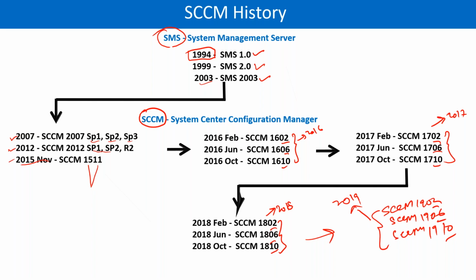Now, what is the latest and greatest version of SCCM? Can anyone tell me? I think it's 2002. Right, 2002. So 20 is 2020, and 02 is February. So this is the latest and greatest version of SCCM, which you can install in your production environment.